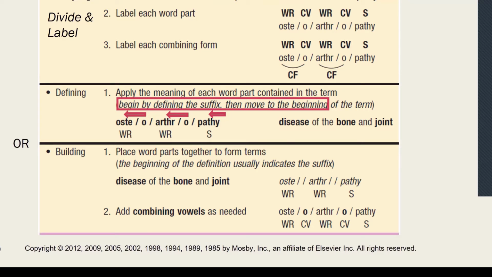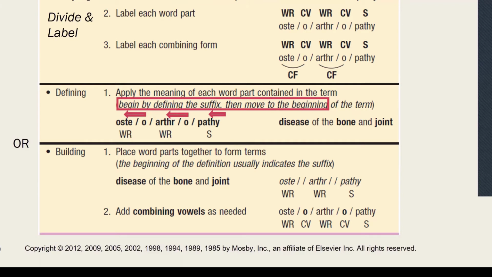We would say, what word or what suffix or prefix means disease? So we would then look it up if you need to. That would be pathy. So we say, okay, we know we have pathy involved, and then we know we have bones and joints. So we've got word roots there, oste and arthr. How do we put those words together? And that's what building is actually doing.